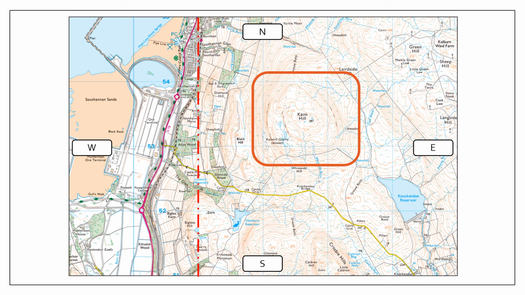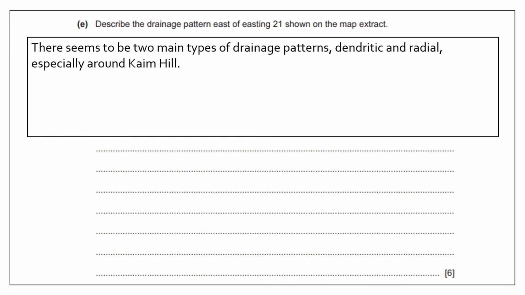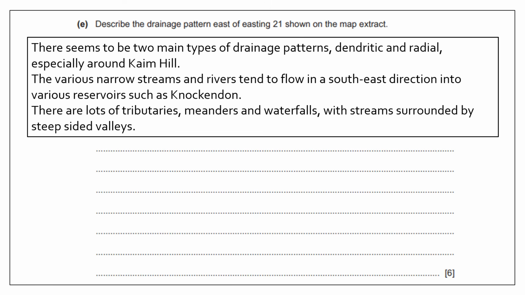So if I bring all of that together, I can say there seem to be two main types of drainage patterns, dendritic and radial, especially around Came Hill. The various narrow streams and rivers tend to flow in a southeast direction into various reservoirs, such as Knockenden. And there are lots of tributaries, meanders and waterfalls with streams surrounded by steep-sided valleys.